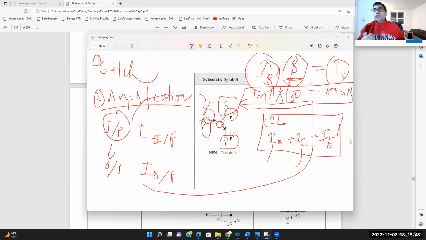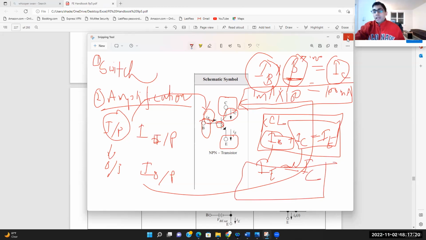Almost all the time, you would find that your IB is obviously small, because it has to be amplified by a particular factor. This factor could be as high as 1000 or 100 times or whatever value it is. So we can approximately say my IE is almost equal to my IC. Not exactly equal, but almost equal to my IC.